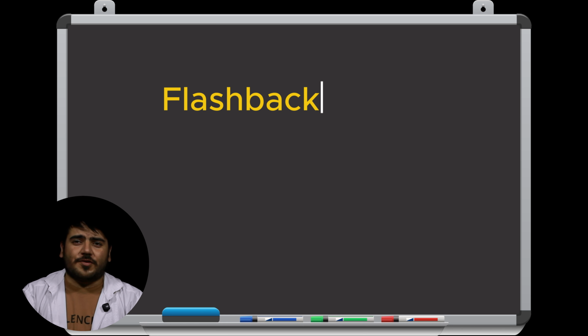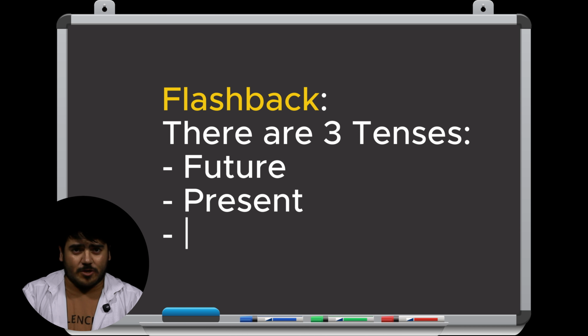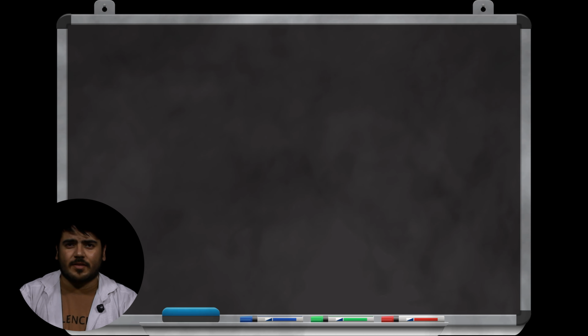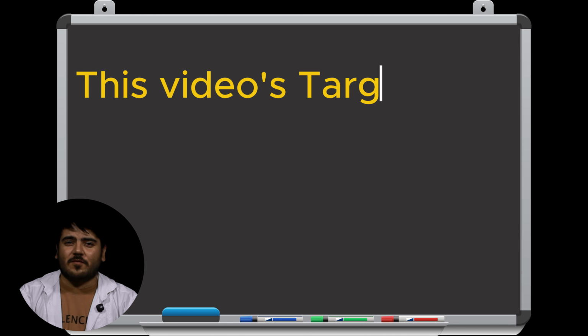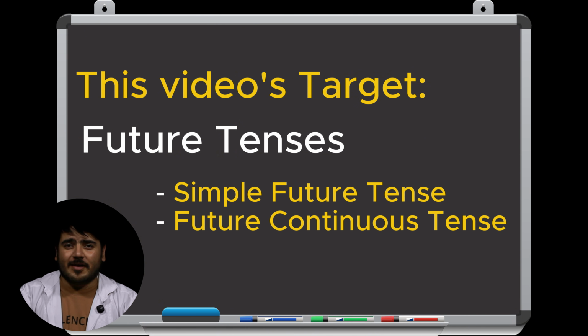As we learned earlier, there are three types of tenses in English: future, present, past. In this video, we'll begin with future tenses. We'll learn simple future tense and future continuous tense. Let's start with simple future tense.